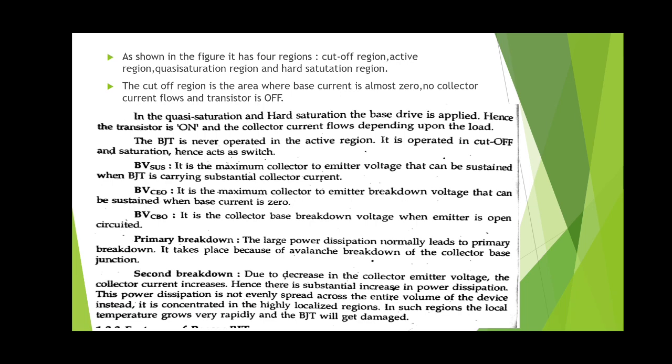So this was regarding the VI characteristics of BJT. We have to remember some important points here. Two types of breakdown: primary breakdown and second breakdown. Then the three regions: cutoff, saturation and active region. The BJT will not work in the active region. The saturation region is divided into two, quasi saturation and hard saturation.